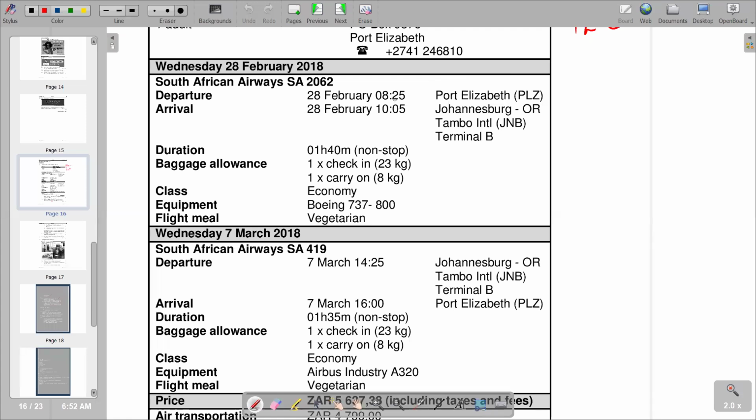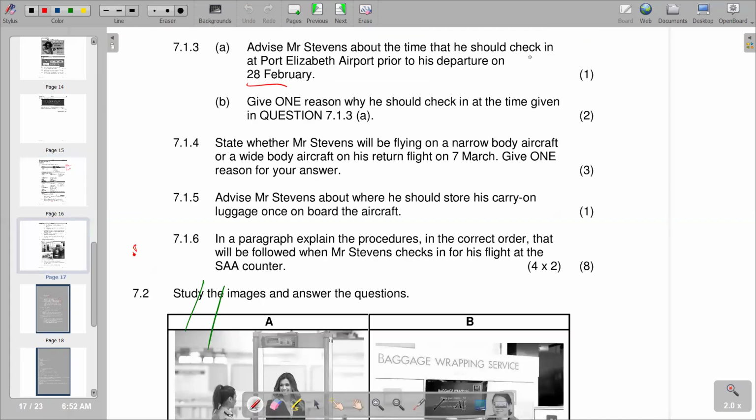So we are seeing that the departure time is 08:25. So obviously, the check-in time should be earlier, at least 1 hour before. So we are saying if you subtract 1 hour from 08:25, you're going to get 7:25. So we're saying 7:25 or earlier. That question, which is saying advise Mr. Stevens about the time on 20th February, the answer is 07:25 or earlier.